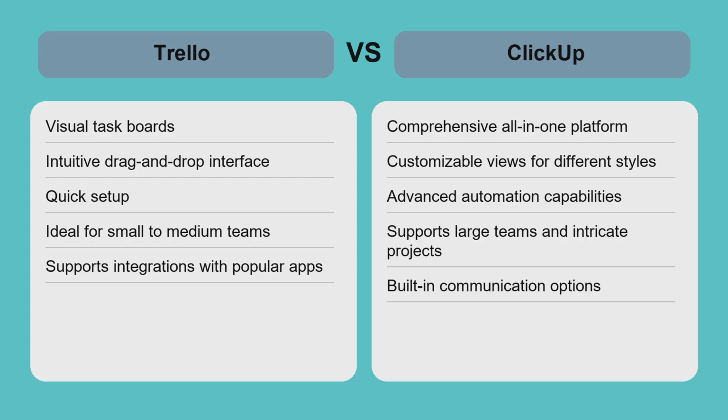ClickUp, by contrast, offers a comprehensive suite of tools that support complex project workflows, detailed tracking, and team collaboration at scale. This makes it suitable for larger teams or projects with evolving needs. The trade-off is ClickUp's complexity, which can slow initial adoption. For example, our marketing team managing simple campaigns might prefer Trello, while a software development team handling multiple sprints and dependencies would benefit from ClickUp's advanced features.